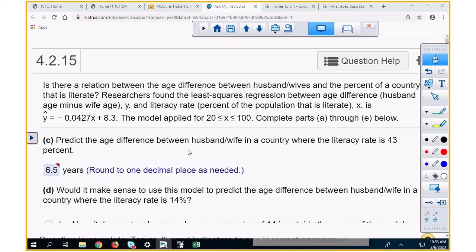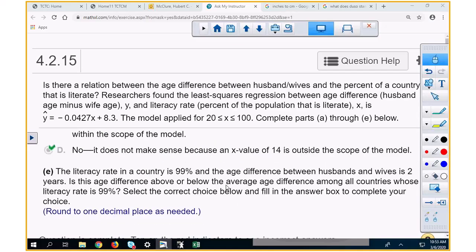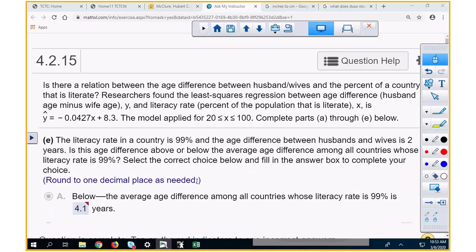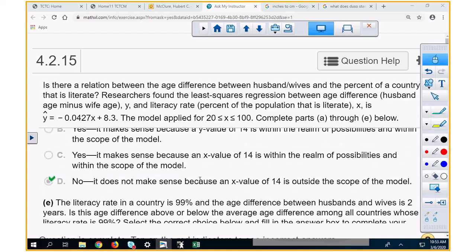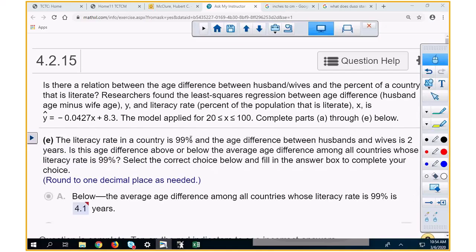All right, we got off subject. Well, we do this. Plug in. What was the literacy rate? What did it say? Plug in. I think you said the literacy rate was like 41 point something. Literacy rate.